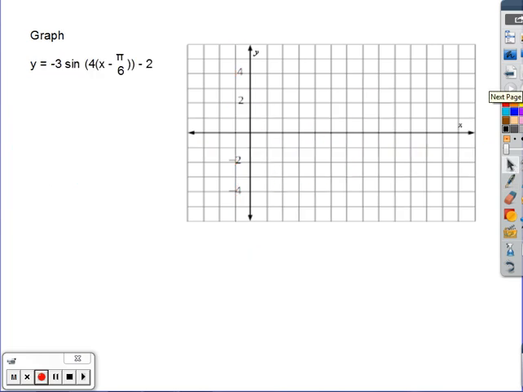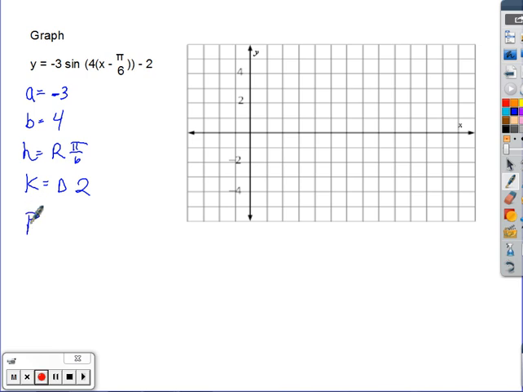Now for a frequency change. Let's see what this looks like, and then we're going to call it a day. So amplitude is -3, -2. Okay, now we have a frequency change of 4. We have a horizontal shift of right pi over 6. We have a vertical shift of down 2.